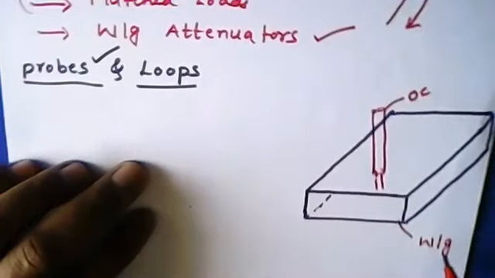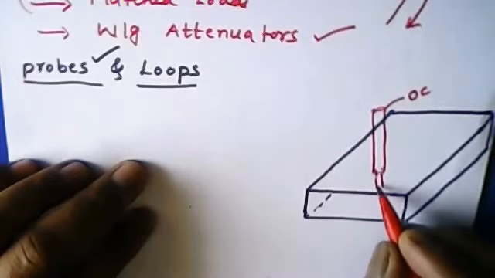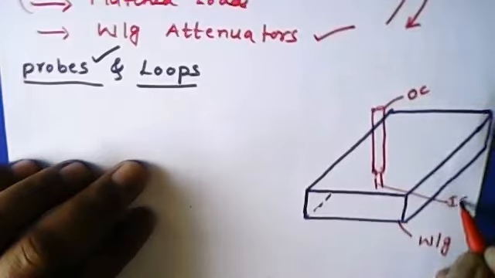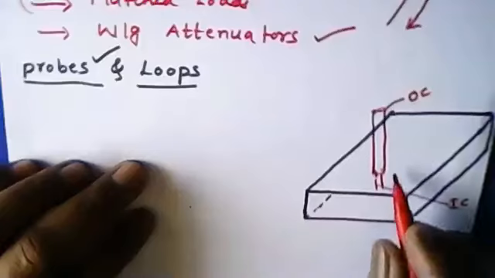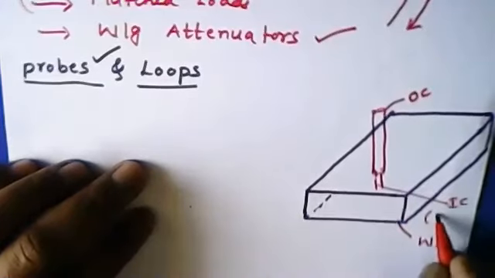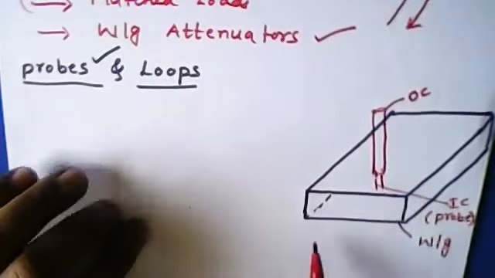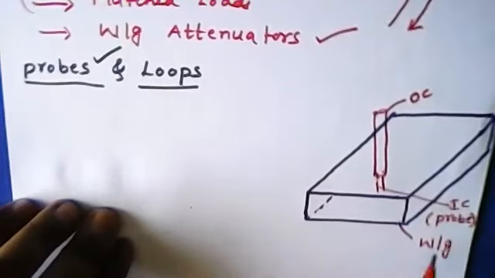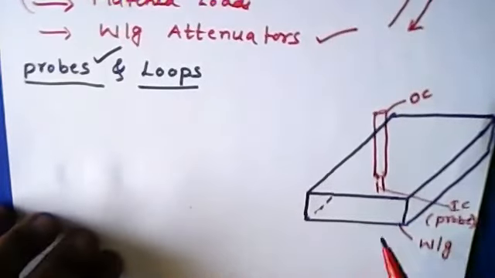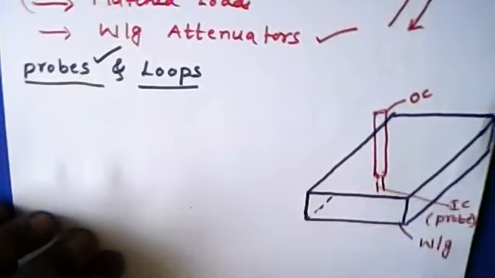This is the waveguide, and this is the inner conductor. We can say that this is the inner conductor which is placed inside the waveguide, and it is acting as a probe now. The inner conductor which is placed inside the waveguide is acting as a probe. Okay, so this is the construction of the probe. Okay, are you following, Andy?